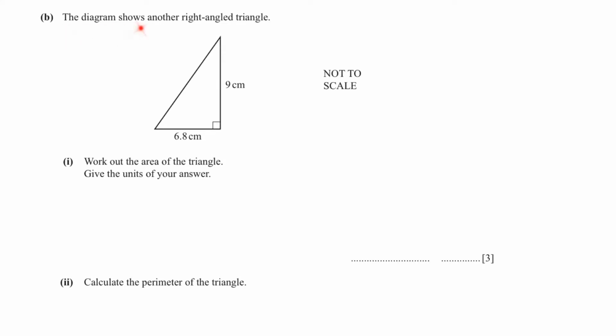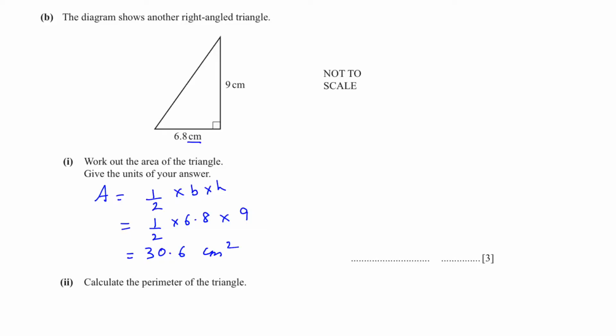In part B, the diagram shows another right angle triangle. Two sides have been given to us. Work out the area of the triangle and give the units of your answer. Area of a triangle can be found by using half times base times height if it is a right angle triangle. Base is 6.8 and the height is 9. This will give us 30.6. Because it is an area, we have to write the unit as a square, so it is square centimeter.